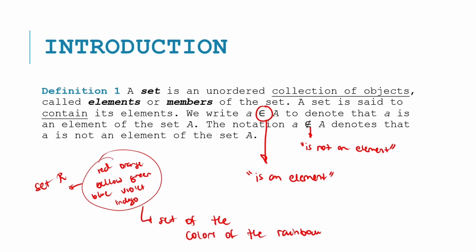And if we want to say that red is an element of set R, we could write that as red ∈ R, right? And if we have an object that is not an element of set R, for example, what is a color that is not part of the rainbow? Let's say we have black. Then we write that as black ∉ R. And that is how you do the notation when we talk about sets and their elements.